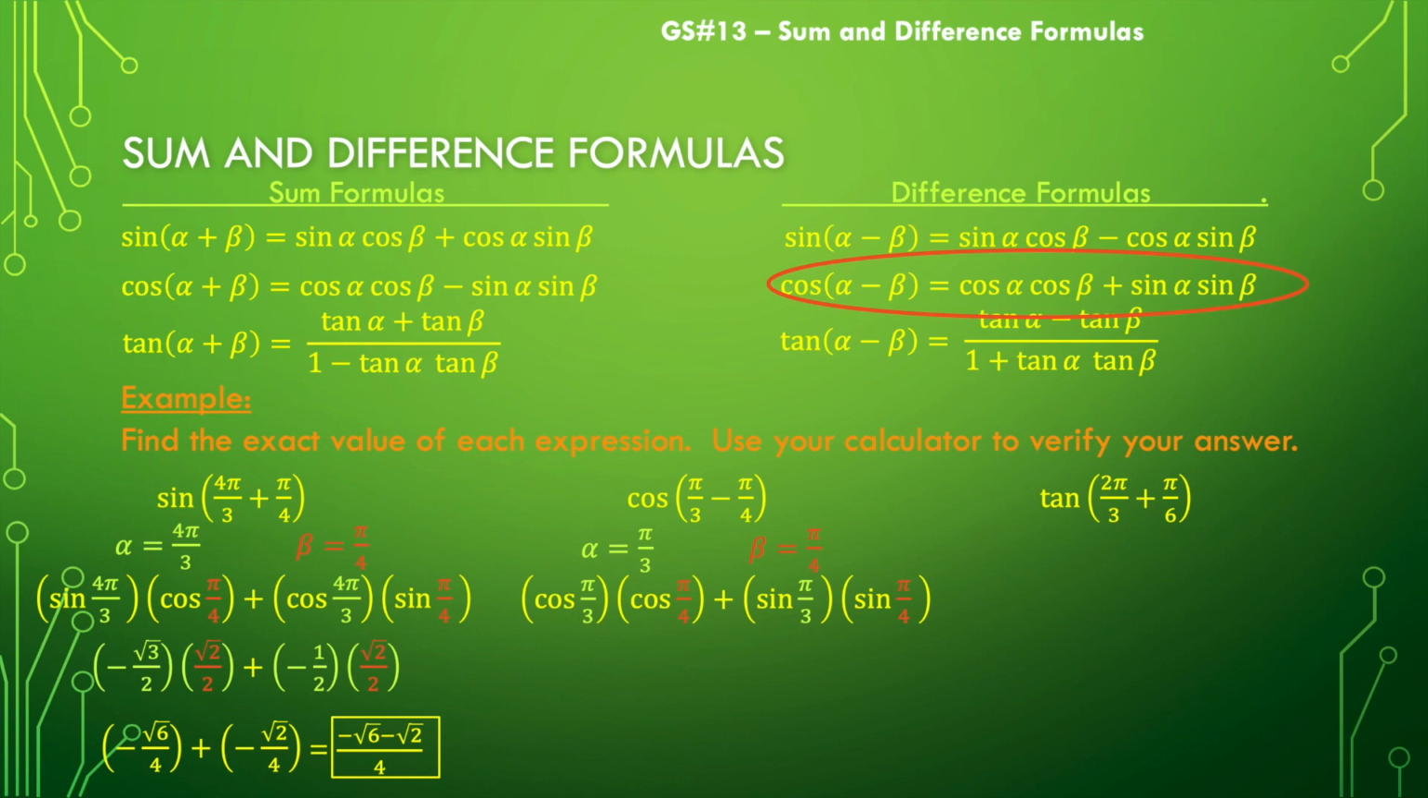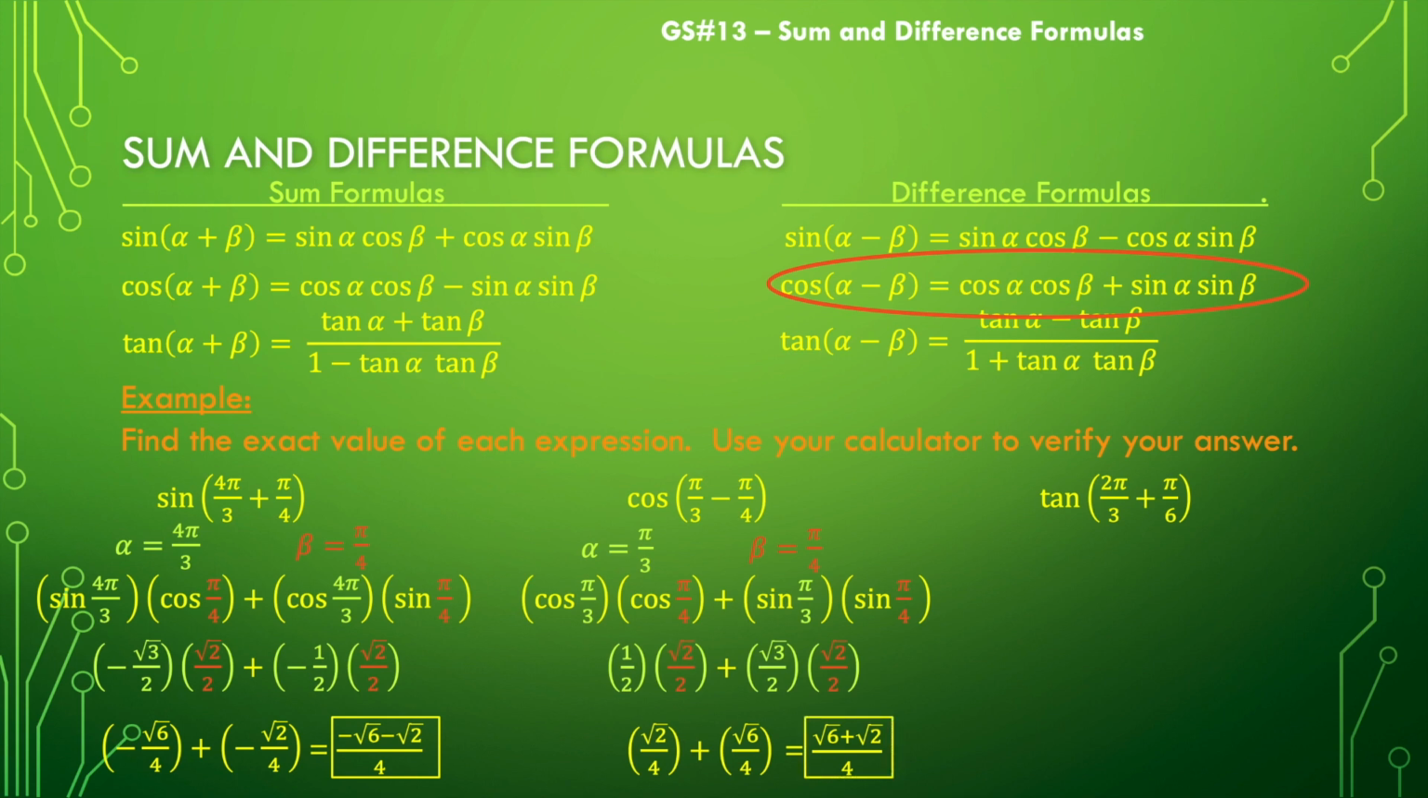And then once we have it like this, we'll go ahead and evaluate each piece. So the cosine of pi over 3, that's going to be 1/2. The cosine of pi over 4 is square root of 2 over 2. Plus the sine of pi over 3 is rad 3 over 2. And the sine of pi over 4 is rad 2 over 2. So we end up with the square root of 2 over 4 plus the square root of 6 over 4. We'll go ahead and express this as a single fraction.